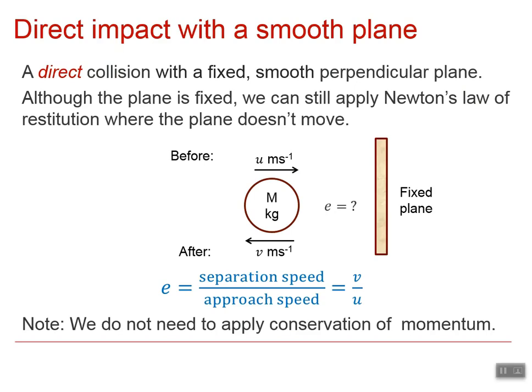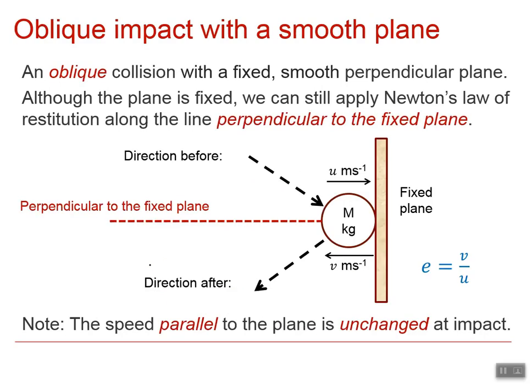So if we have a direct impact with a smooth plane, just as when we've been working in one dimension before, we would work out the coefficient of restitution by calculating the separation speed and dividing that by the approach speed. We will continue to do this, but we'll be looking at the two directions I and J.